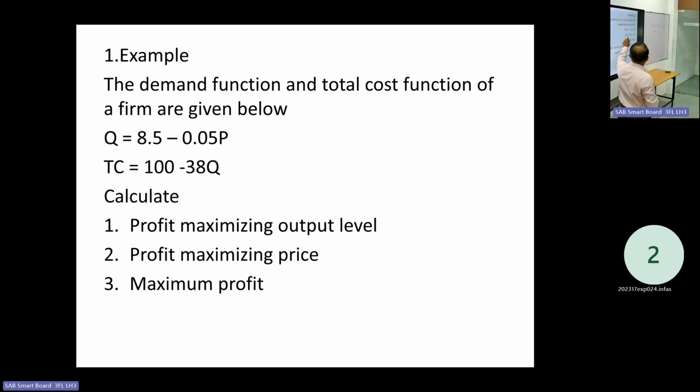And you know the total cost function, right? So profit is the difference between the total revenue and the total cost. Then you can find the profit function. Profit maximizing means taking the first derivative of the profit function. Then you can find the output level which maximizes the profit. Okay, can you do it quickly?